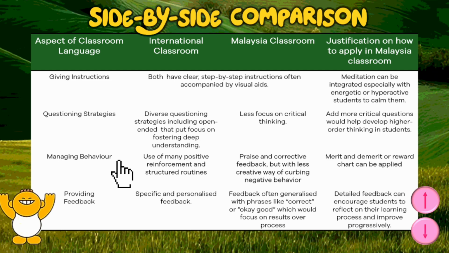My justification on how to apply the international classroom managing behavior would be applying the merit and demerit or reward chart in the classroom. So, we're going to analyze managing behavior, especially establishing classroom routine. Managing behavior has track, snap, and shine, meaning that for track, the eyes would be on the speaker, and then we need to snap at them when they have already finished talking, and shine, meaning that they wiggle their hands towards the speaker.